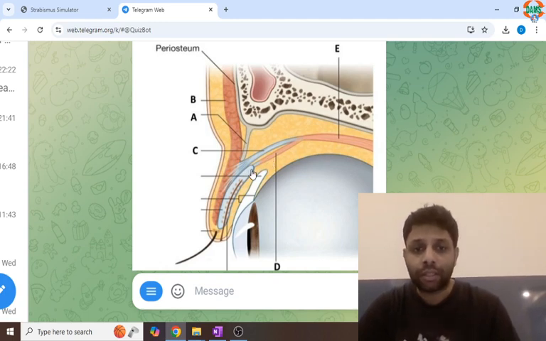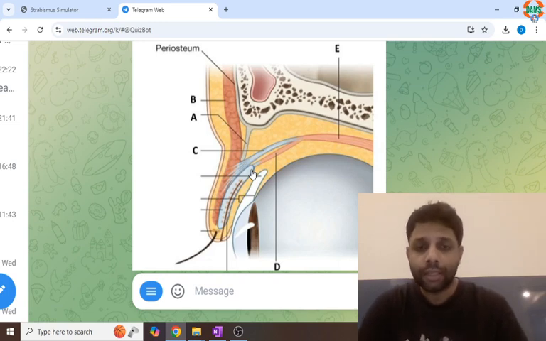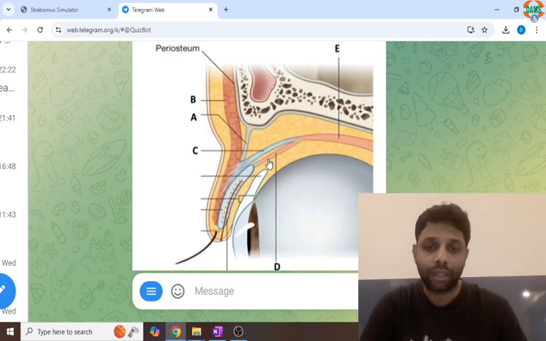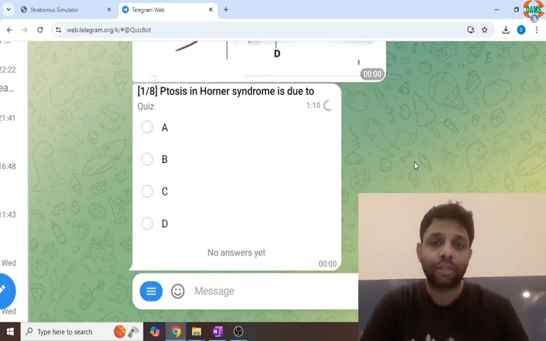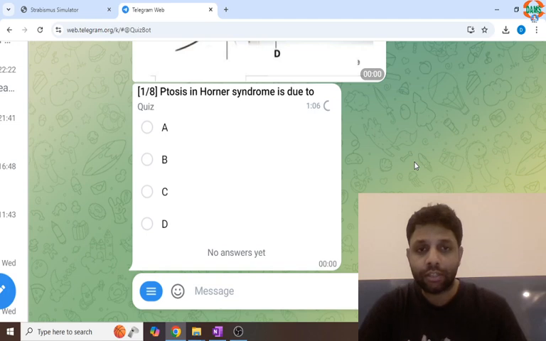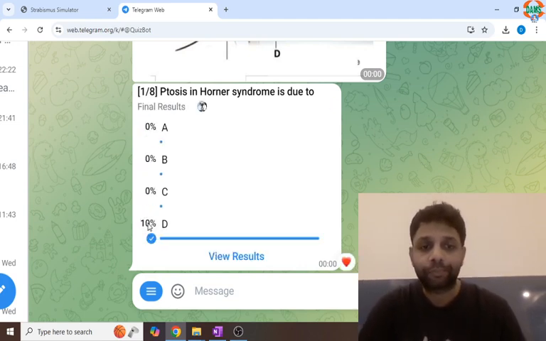D is the upper tarsal muscle, known as Muller muscle, supplied by the sympathetic pathway. And Horner syndrome is a problem in the sympathetic pathway. So Horner's ptosis is due to D, the upper tarsal muscle, that is Muller muscle. That's why the ptosis is very mild, because Muller muscle action is only 1 to 2 millimeters of upper eyelid elevation. And the surgery done is the Fasanella-Servat operation, that is plication of the Muller muscle, known as Mullerectomy. That is a misnomer as well. So the answer is D.